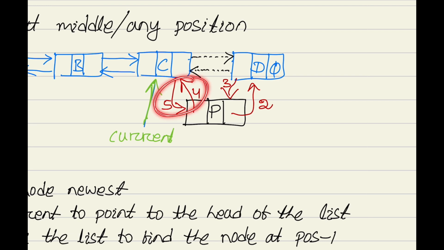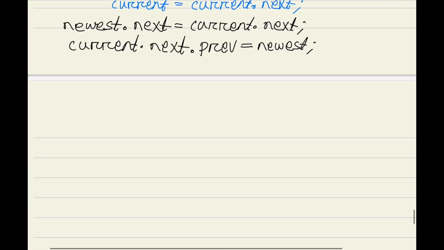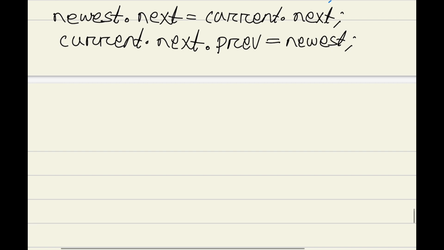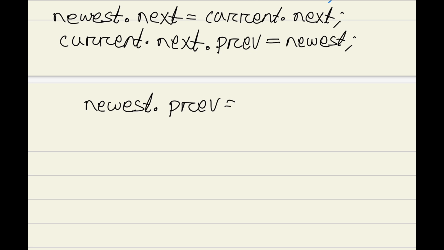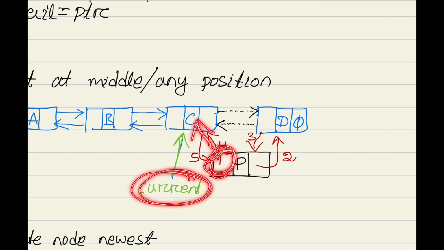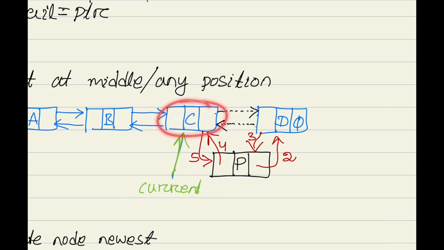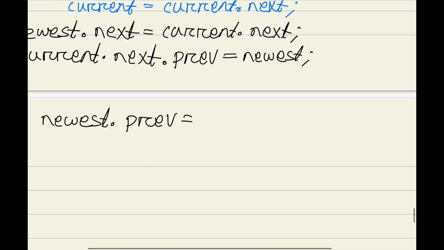Now we are going to move to step 4 and 5, that means update the previous of the newest and update the next of C. For that we can write like this, the previous of the newest: newest dot previous. Newest dot previous is going to refer to which node? Here this previous is going to refer to C. C means the current. Current is referring to the node that is position -1. So we can write newest dot previous equal to current.